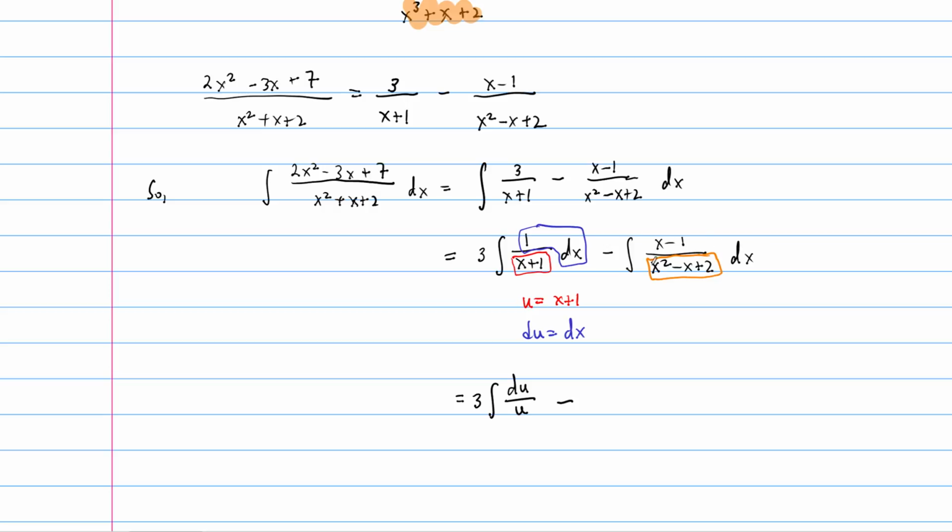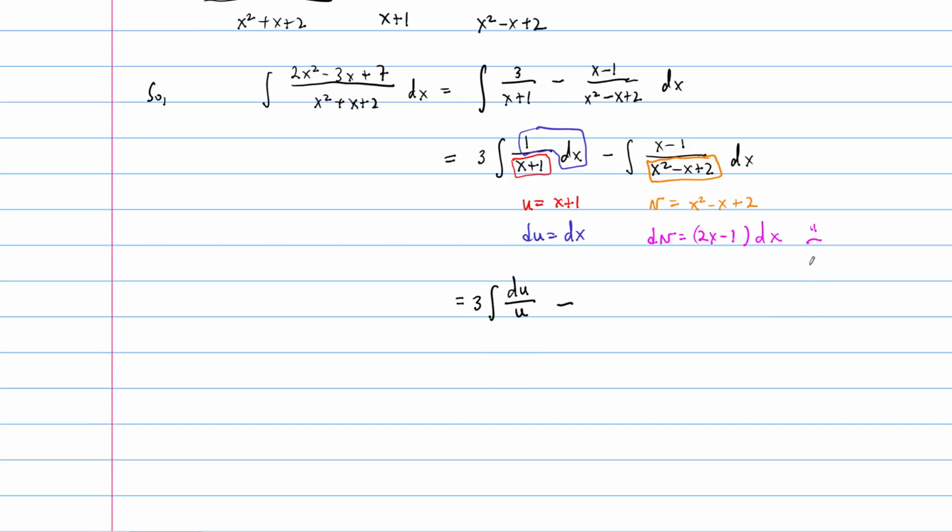So now we have to be a little more careful with this. So v here is equal to x squared minus x plus 2. And then the dv, we don't get to choose, right? So dv is going to be (2x minus 1) times dx. And this time we don't have it. All right, so we're going to need to deal with that one separately.